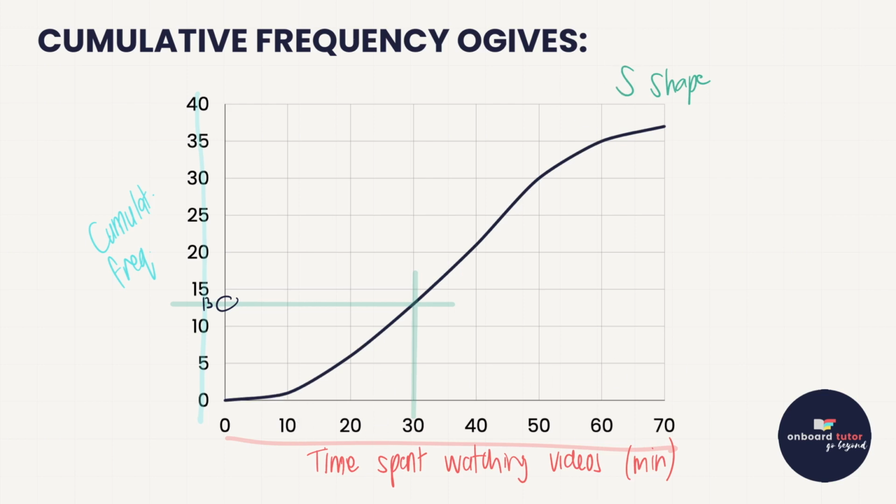But the minute that your graph starts to go up and down, you've probably used the frequency instead of the cumulative frequency, so be careful there. And the other thing that's important to remember is that our ogive always gets anchored to the x-axis. So when we start drawing them for ourselves, that's going to be a point that we always need to plot.